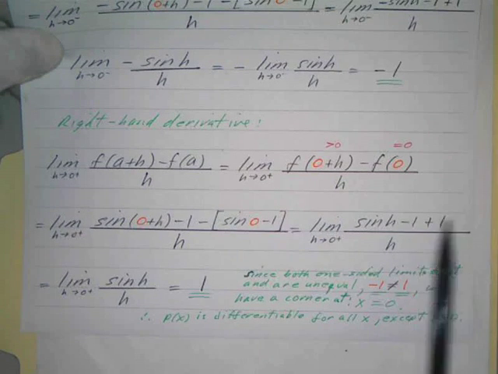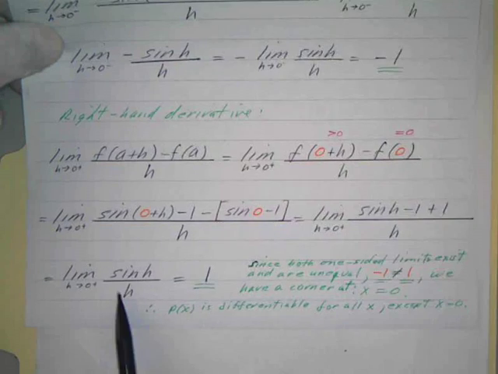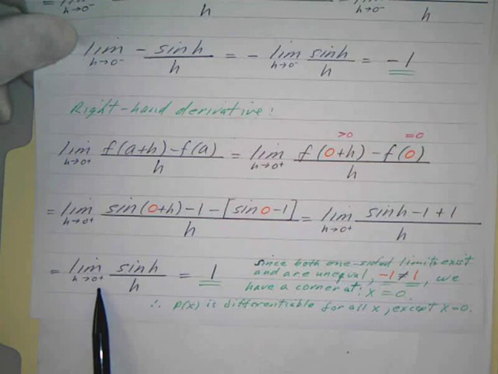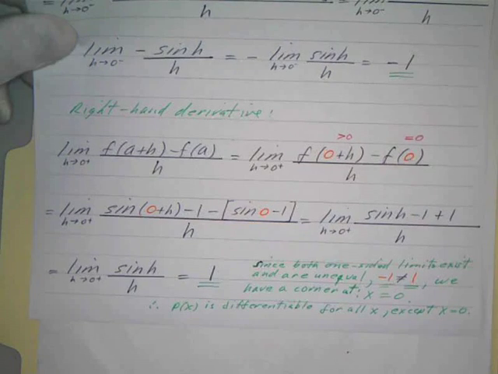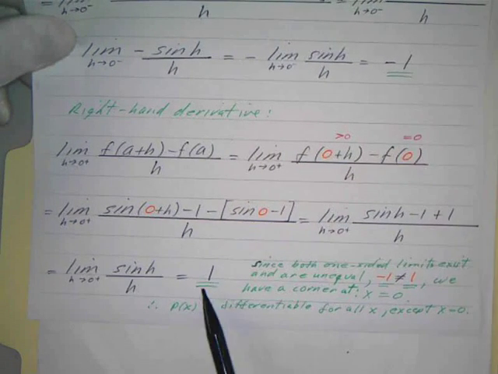Well, what do the 1's do? The 1's cancel. Negative 1 plus 1 is 0. So I just end up with the sine of h over h. And what's that limit as h approaches 0, even from the positive direction? It's 1. So notice what we've got: a left-hand limit of negative 1, a right-hand limit of 1.